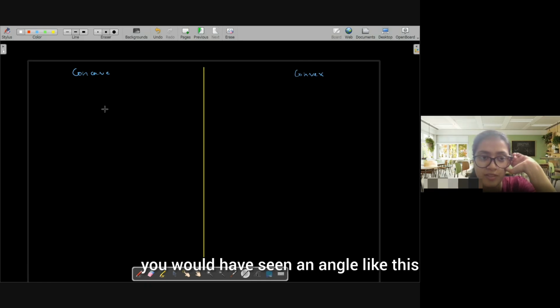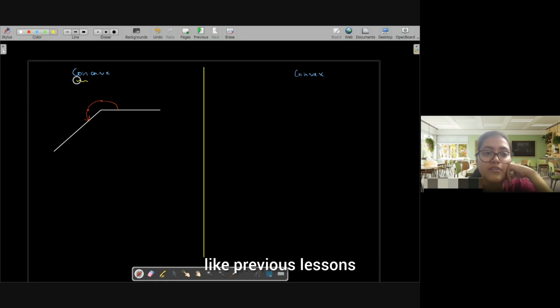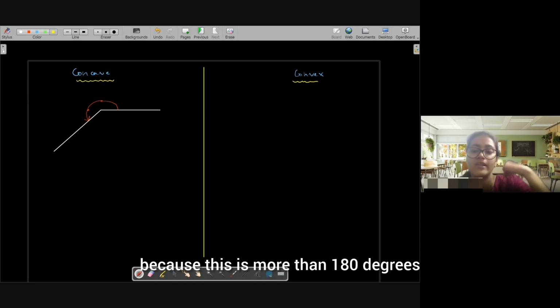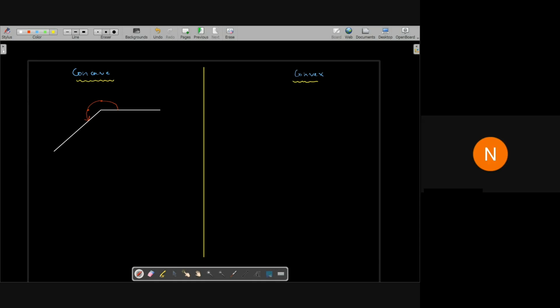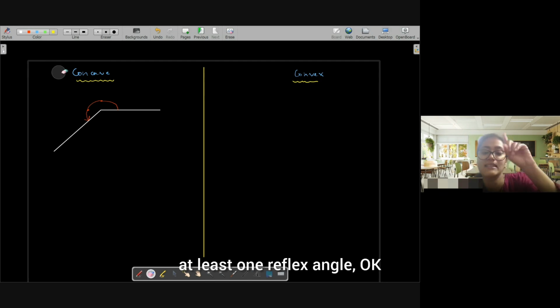So you would have seen an angle like this. You start moving, you start moving. Here you complete 90 degrees. Here you complete 180 degrees. And then you move further. So this angle is a reflex angle. You would have done it in your previous lessons. This is a reflex angle because it is more than 180 degrees. So a concave polygon will have at least one reflex angle.